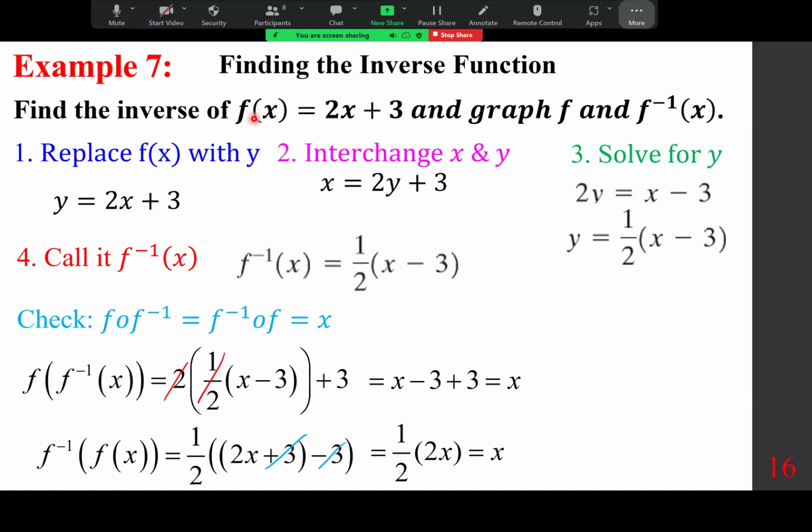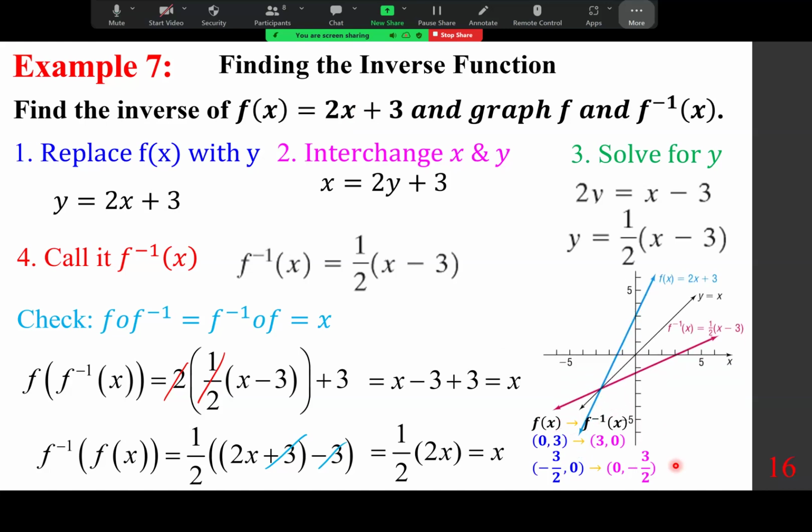If you set this one equal to 0, you get negative 3/2. So negative 3/2, 0, corresponding to 0, negative 3/2. So again, 0, 3 is the y-intercept for here. For the other one it is 3, 0. You can check it out even here or here. For this one, if you set this one equal to 0, x becomes negative 3/2. So negative 3/2, 0 is the x-intercept of f of x. So 0, negative 3/2 is the y-intercept of its inverse.